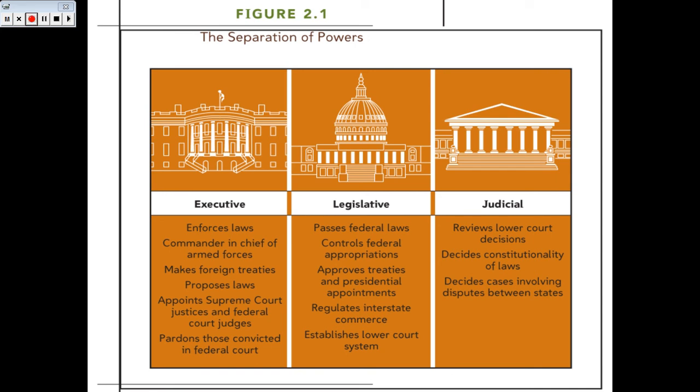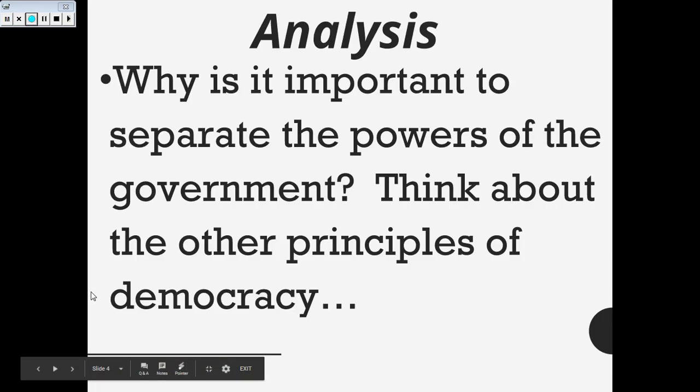So lastly, here we have the judicial branch. It reviews lower court decisions, decides the constitutionality of laws, decides cases involving disputes between states. The Supreme Court doesn't always make a ruling on disputes between states or on cases that come to them. They may simply defer judgment so that the state ruling that came before the appeal to the Supreme Court will actually be the deciding factor in the case appealed. So let's keep moving forward.